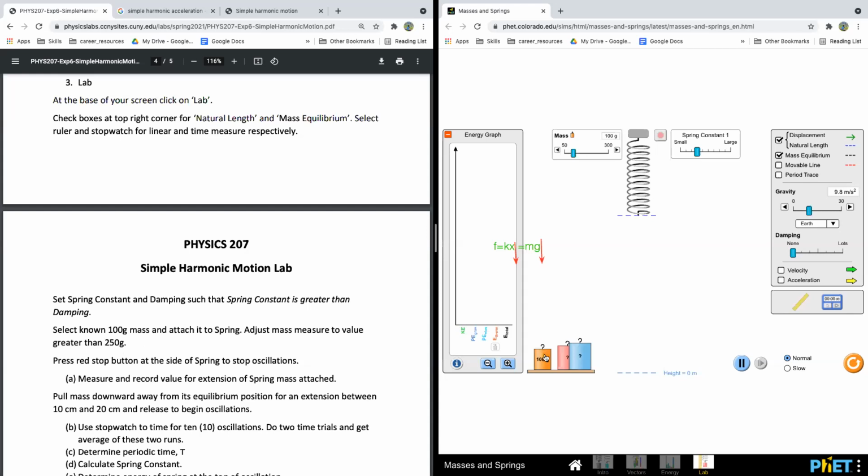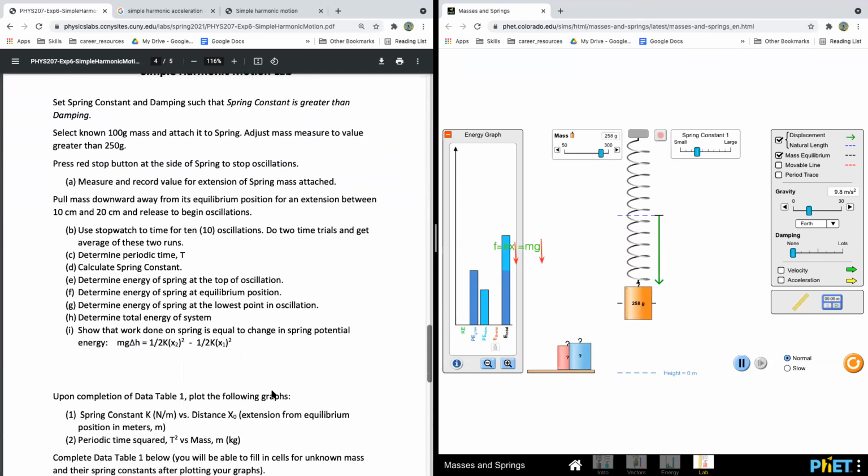Select a 100 gram mass attached to the spring, adjust mass to a value greater than 250. So when you put it here, you can see here's the mass, you can adjust it. This is 100. Okay, stop it. You can adjust to a value greater than 250. Okay, adjust to 260. Then press the red stop button at the side of the screen to stop oscillation. Measure and record the value for extension of the spring with mass attached.